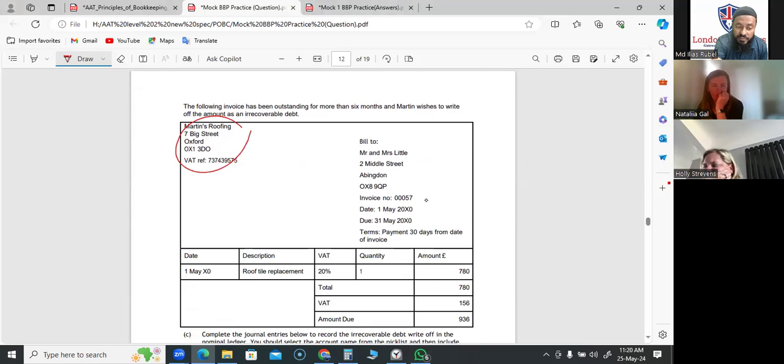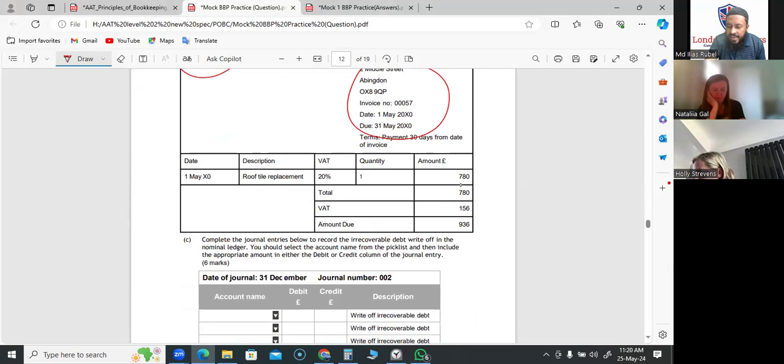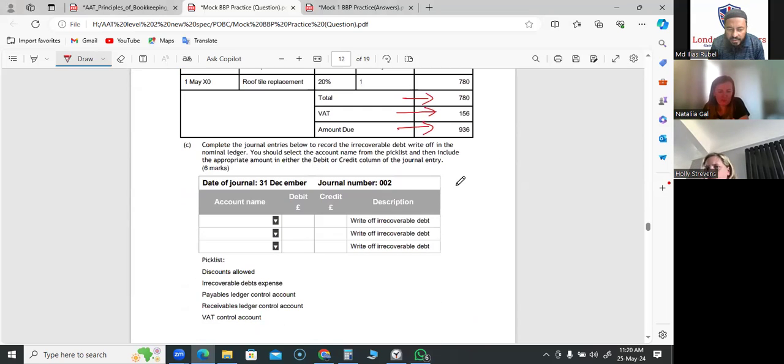There's an invoice from us to them. What is being asked? There is a roof tile replacement, a total of 720 being invoiced. There is a VAT and there is an amount due. But what is being asked? Complete the journal entries below for irrecoverable. Irrecoverable, that's an expense. Do you agree with me? Yeah. So how much is irrecoverable?